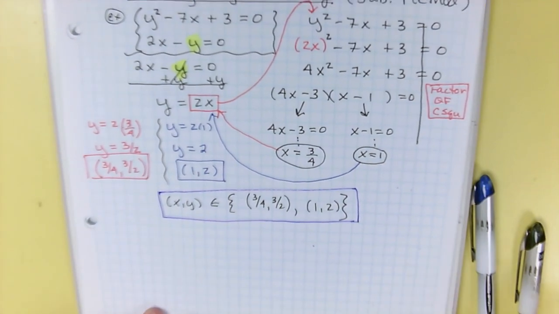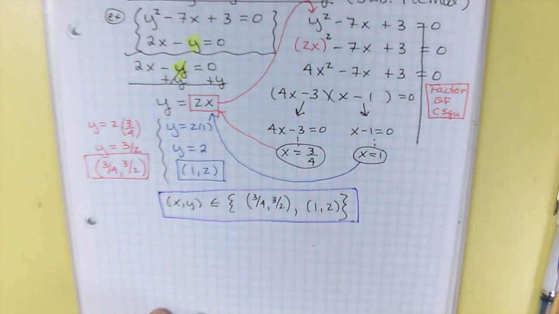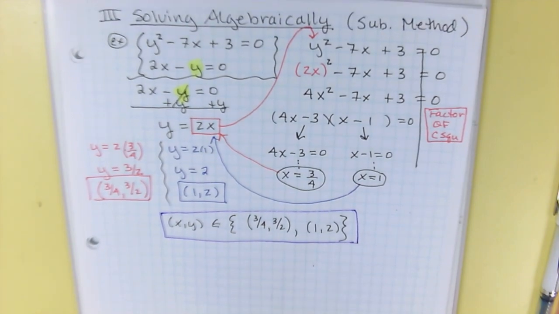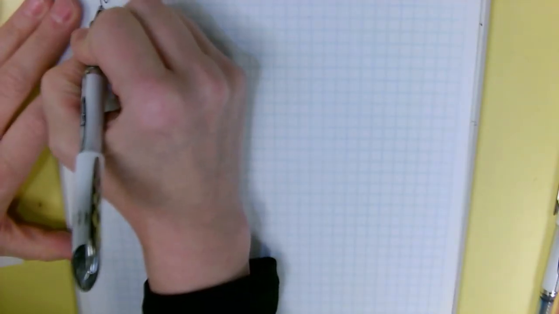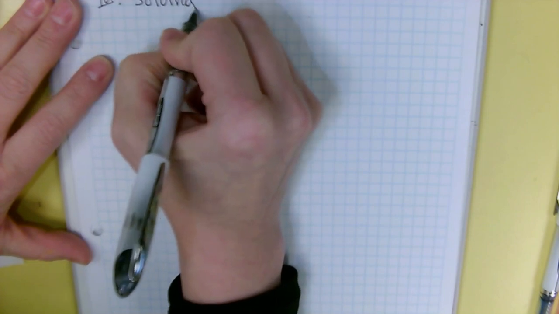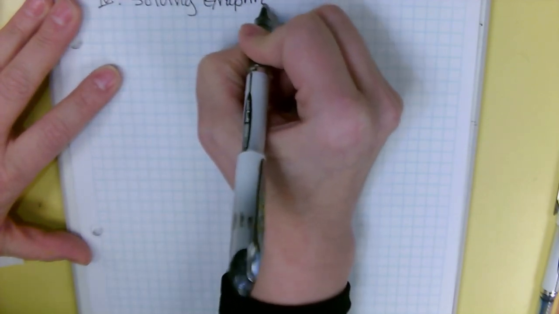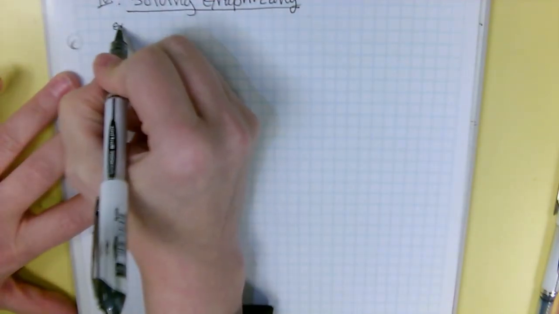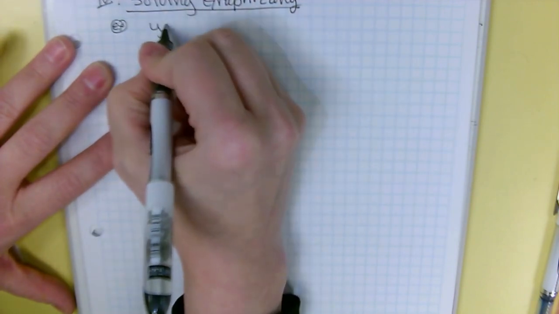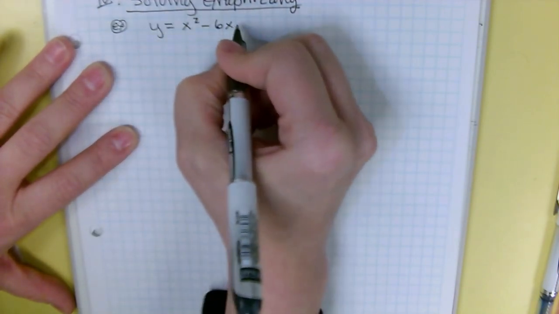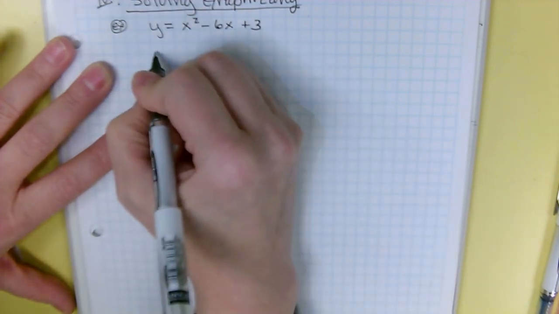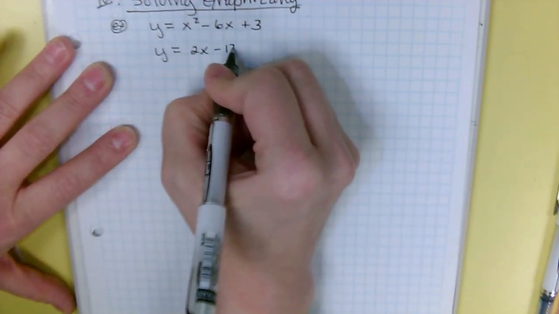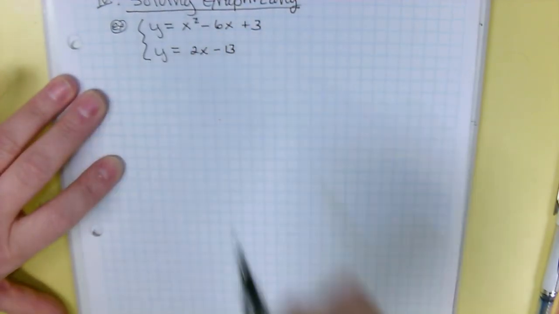Okay, so last thing we're going to do is solve graphically. So I'm going to start at the top of a new piece of paper because parabolas do take a little bit of algebra work. Okay, Roman numeral 4, solving graphically. Okay, and our system is y equals x squared minus 6x plus 3, that's the parabola, and y equals 2x minus 13, that is the line. That is your system.